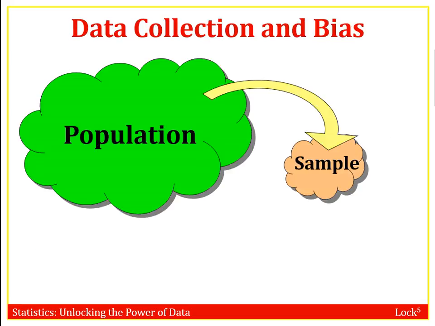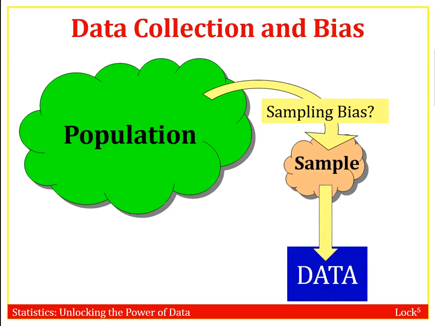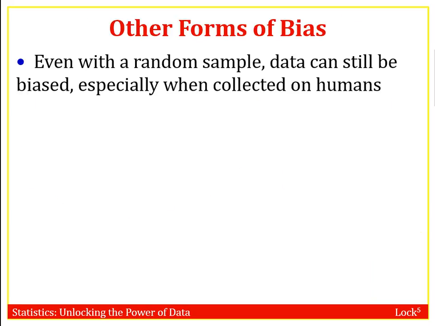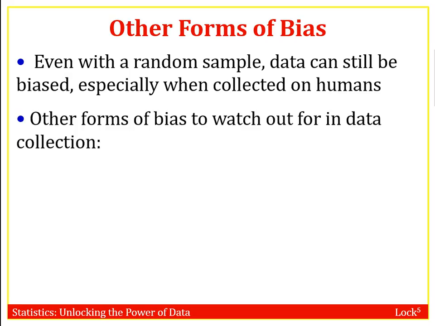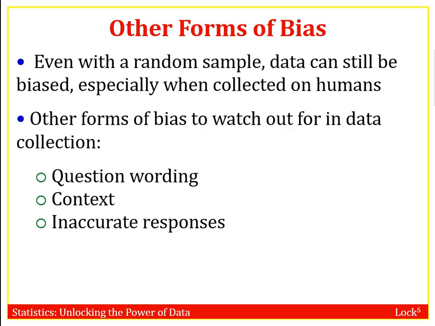So we have our population, we collect a sample, and sometimes there's sampling bias that could occur. Now, we go ahead and get our data from our sample, but there are also other forms of bias that can occur. So what are some of those other forms of bias? Well, some of those forms of bias could be the way that you are phrasing the question, or the context in which you are asking the question, or where it is you are collecting the data from. It could be inaccurate responses.